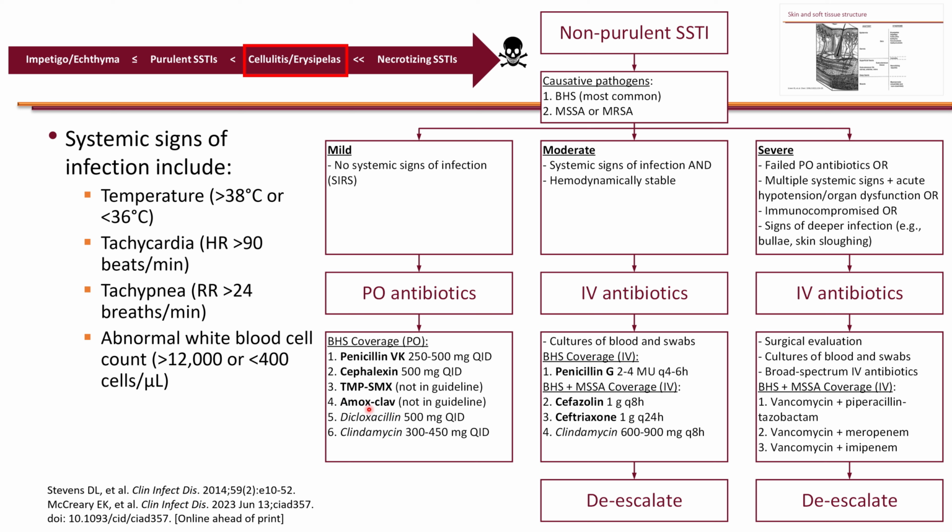Amoxiclav is also not included in the guideline for some reason, but we know that it has excellent activity against beta-hemolytic strep and MSSA, and it's twice a day dosing, so it's very convenient. And then for moderate, you want to go to IV antibiotics, whereas with mild, these patients can be treated in the outpatient setting.